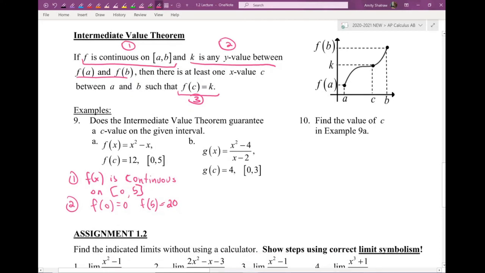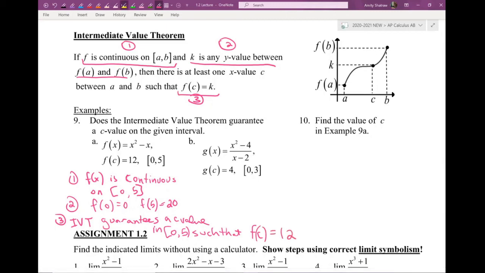And then right here, I will say that my intermediate value theorem, and yes, you are allowed to abbreviate this on the test, it guarantees a c value in my interval from 0 to 5 such that f of c equals 12. Remember, that was given to me in the question.